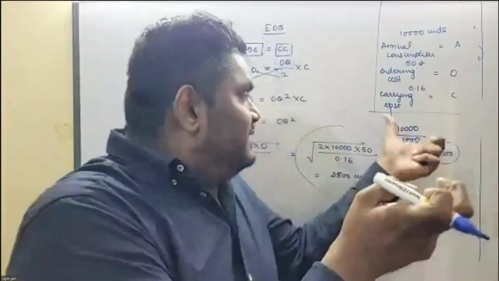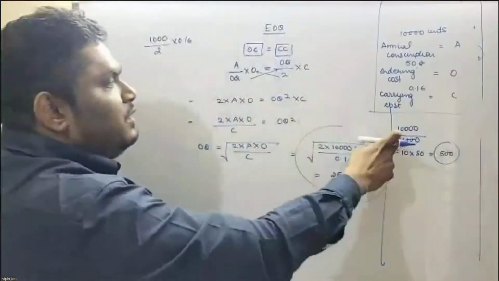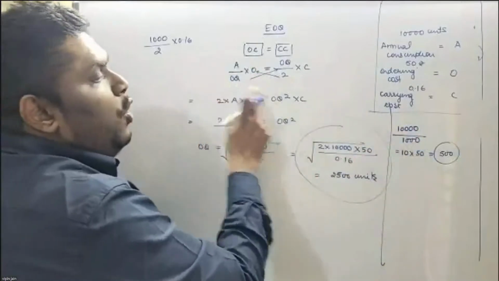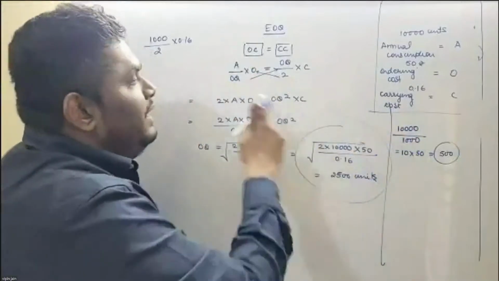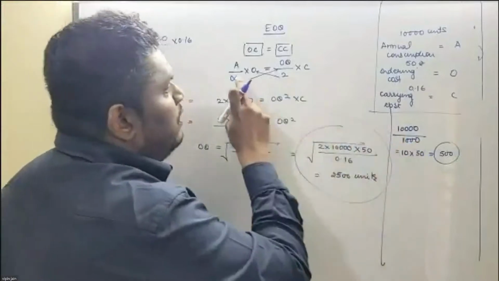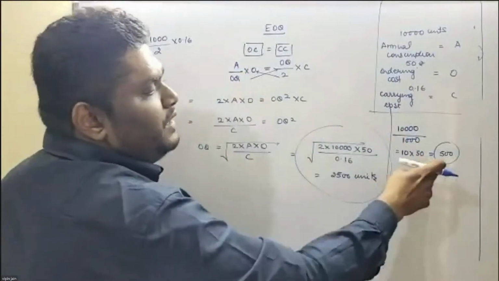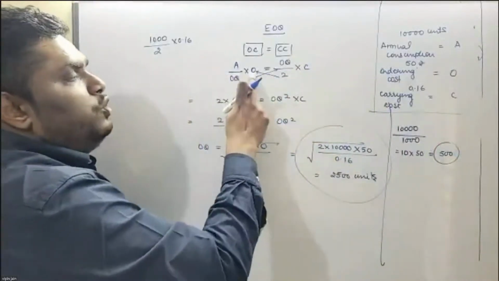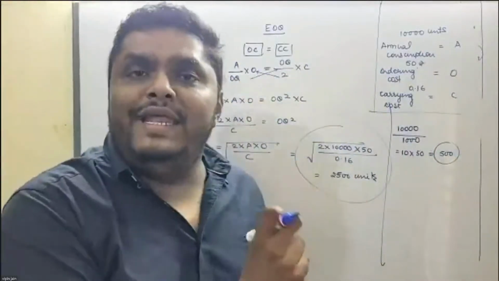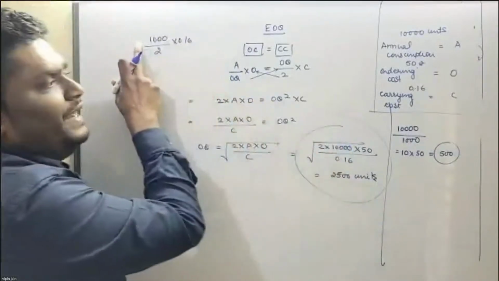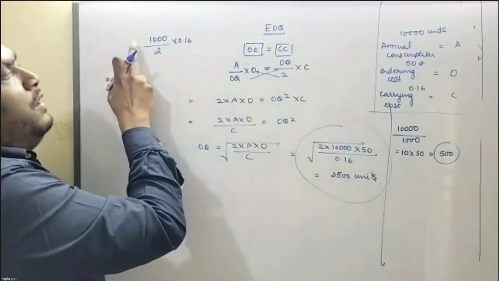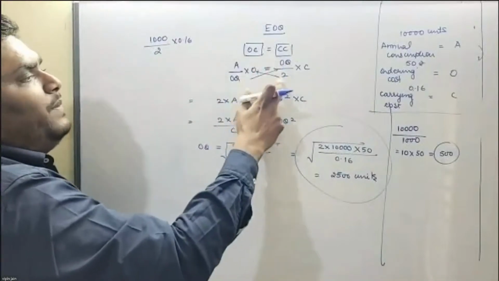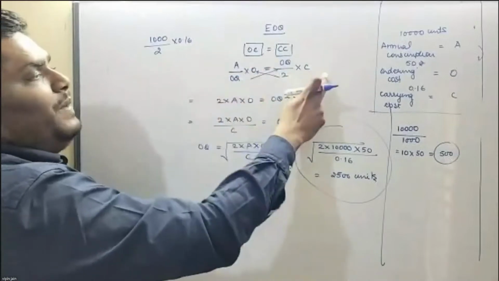So the same concept we apply here. 10,000 is my annual requirement. Order quantity was 1,000 in the first case, so 10,000 divided by 1,000 into O. That is my ordering cost. So A divided by OQ into O. When talking about carrying cost, as I told you, carrying cost is always calculated on average quantity. So 1,000 is my order quantity divided by 2. Order quantity divided by 2 into 0.16 is what my carrying cost is.